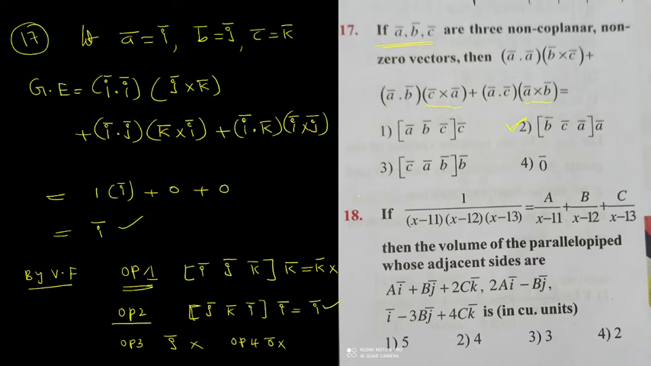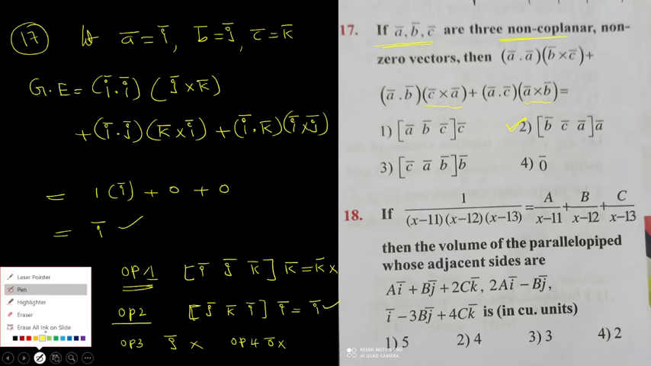By verification we are doing this sum. By taking a bar as i bar, b bar as j bar, c bar as k bar, because they are non-coplanar. i, j, k are also non-coplanar vectors. That's why I'm taking this.